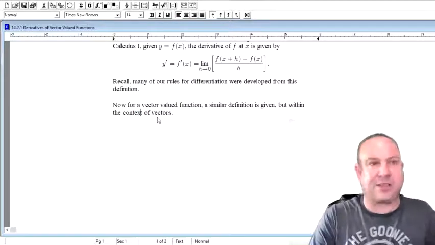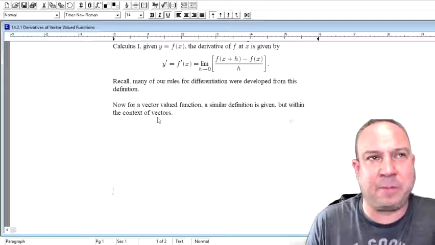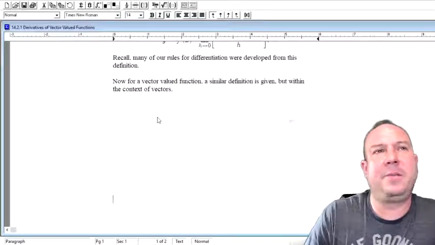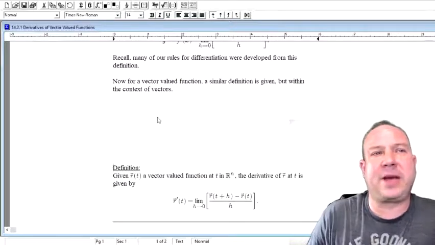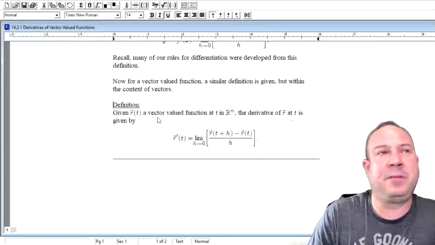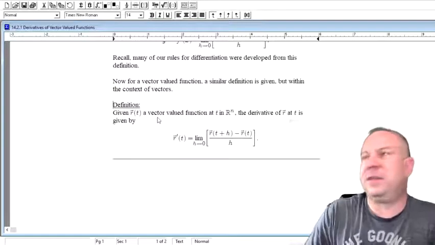For vector valued functions, a very similar definition is given, but within the context. I probably didn't spell check this beforehand. I always spell check them before I publish them. But see if you can spot the spelling errors. It might be a good game to play while I deliver these to you.